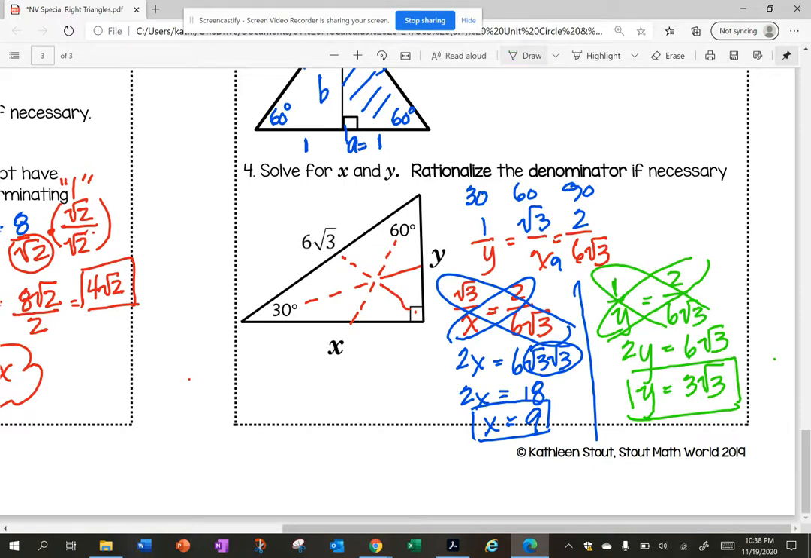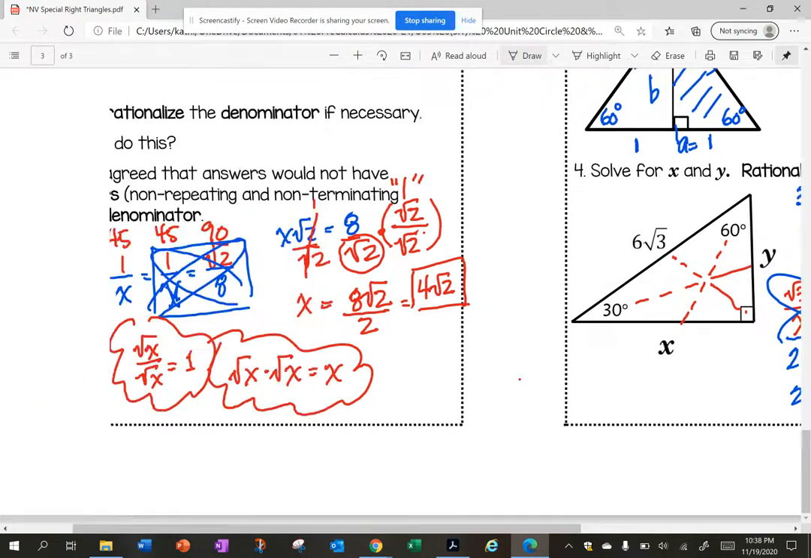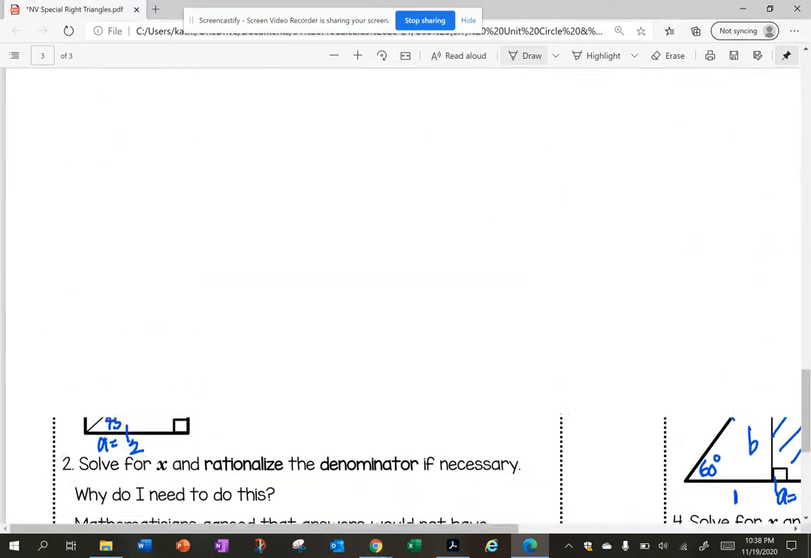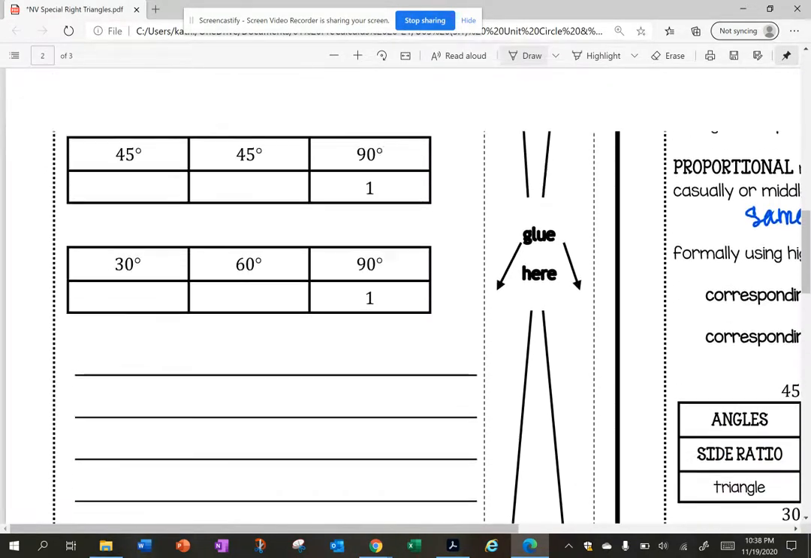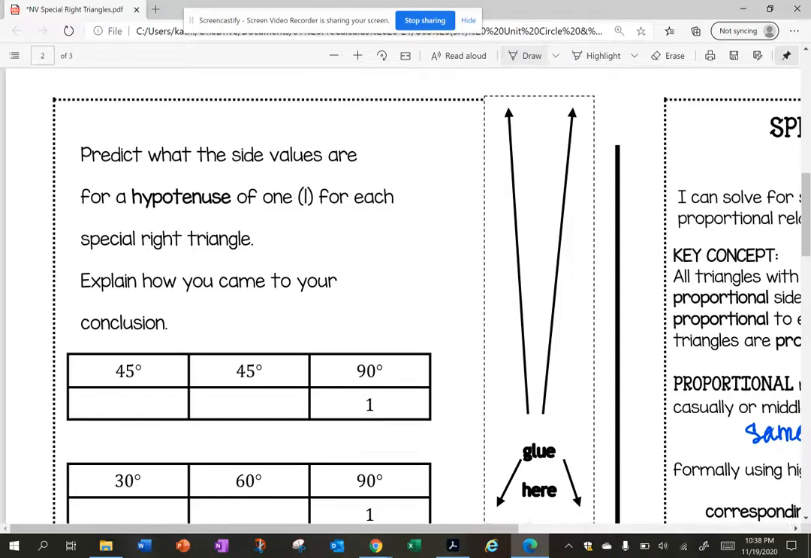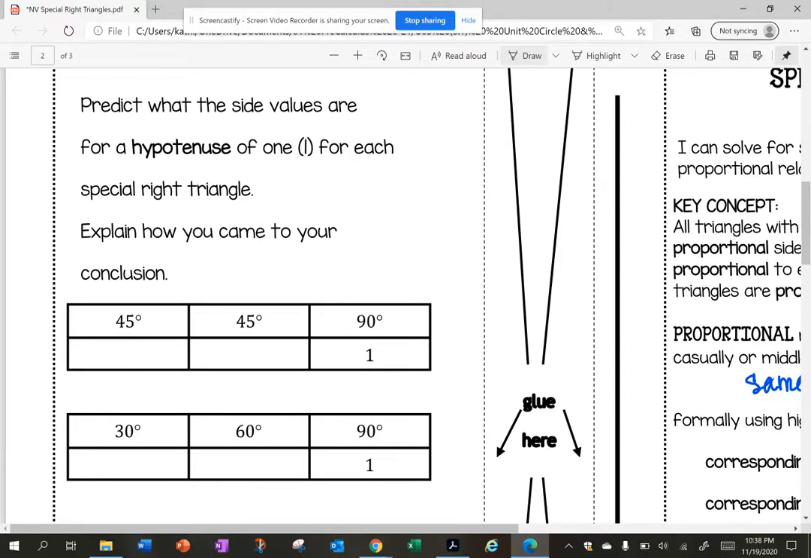Okay, so for an exit ticket, what I want you to do to get ready for our next lesson is I want you to tell me what the sides of the triangle are. If I have a 45, 45, 90 and a 30, 60, 90, and I'm defining that across from 90, the hypotenuse is 1, I want you to tell me what the actual side values are for the other triangles. So please have that done before the next lesson.